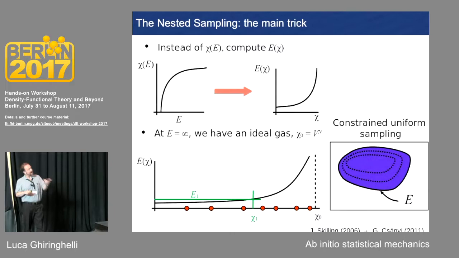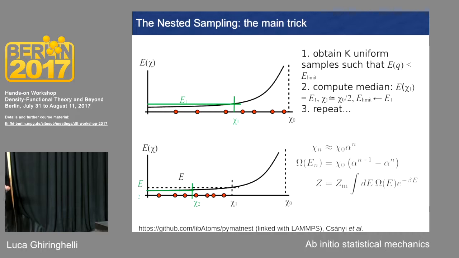Now I cut, and I sample uniformly from zero to the cut energy. This would be the next step. And again, I look at the median, and I cut. And every time, I know that I am in half of the phase space in volume. I know the original one, so I know the phase space volume. I know the cumulative density of states. I can do whatever I want. How do I actually do that?